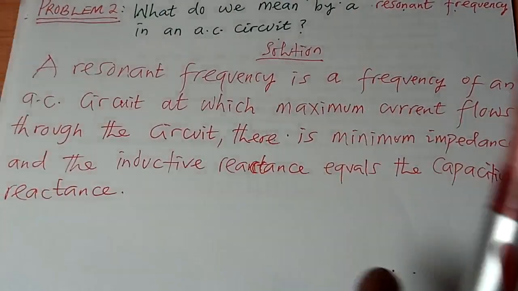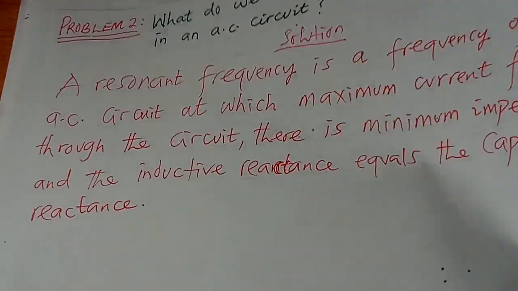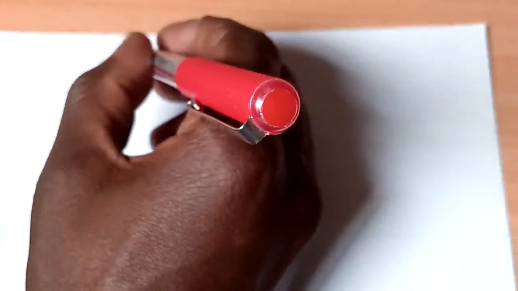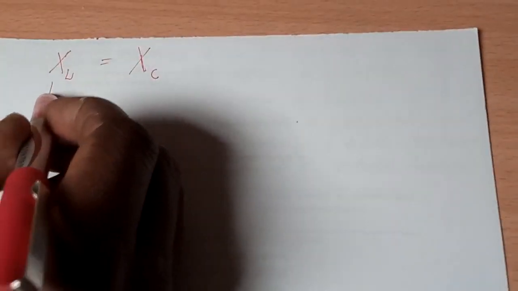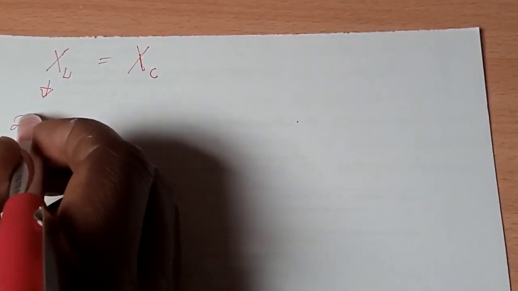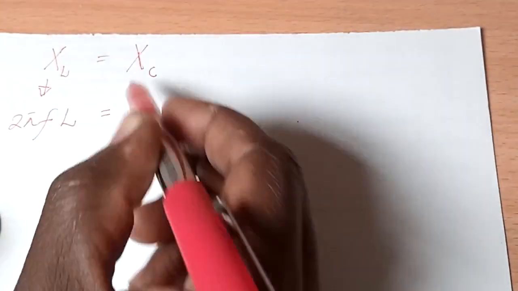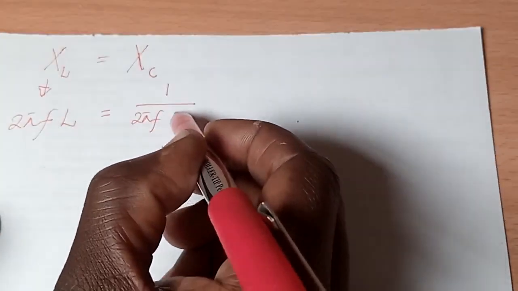Okay, how do we get the formula for the resonant frequency? We use the last idea that says that the inductive reactance X sub L is equal to the capacitive reactance X sub C. See that? Now, what is the formula for inductive reactance? It is 2 pi F L, and the formula for capacitive reactance is 1 upon 2 pi F C.